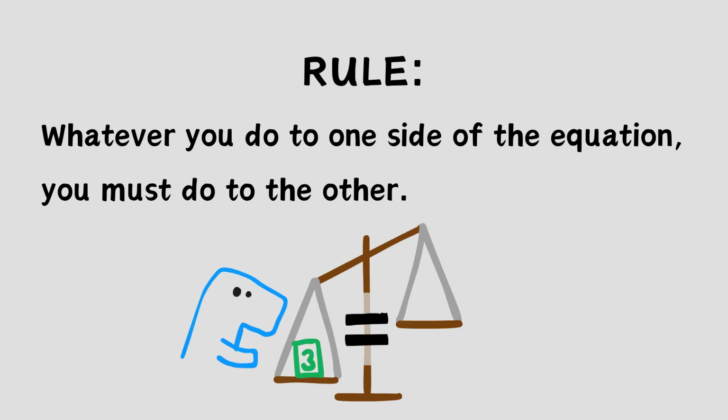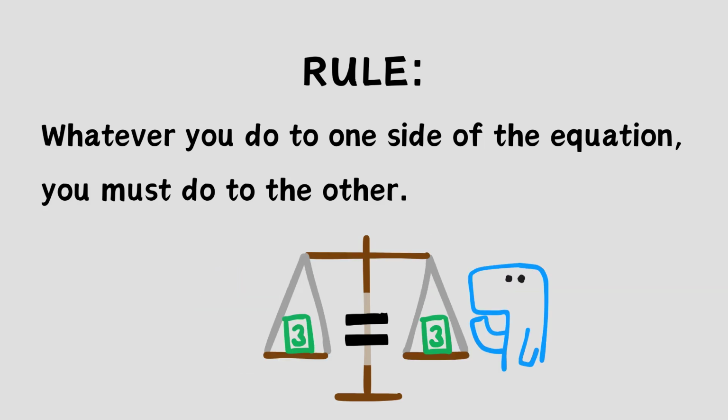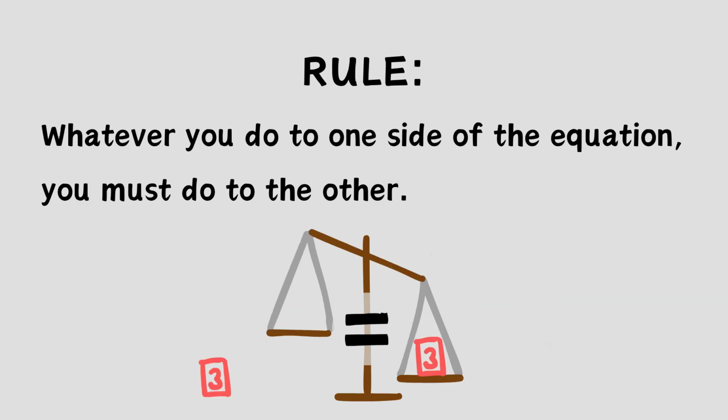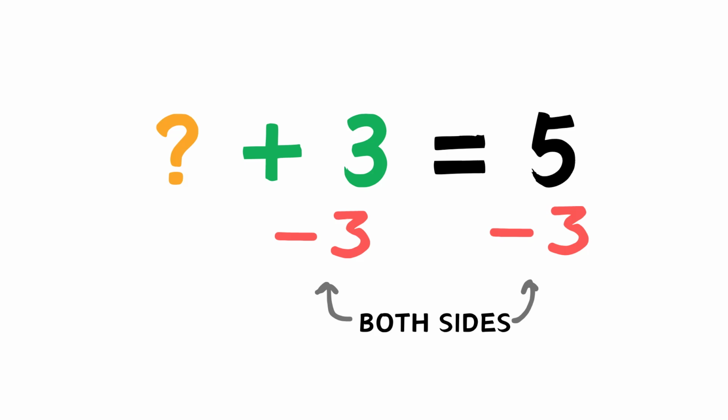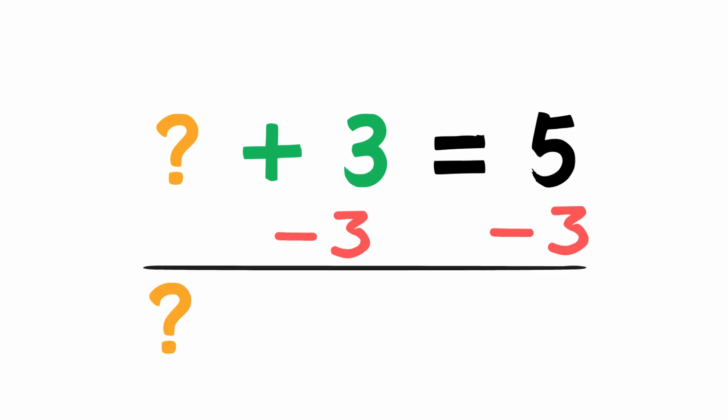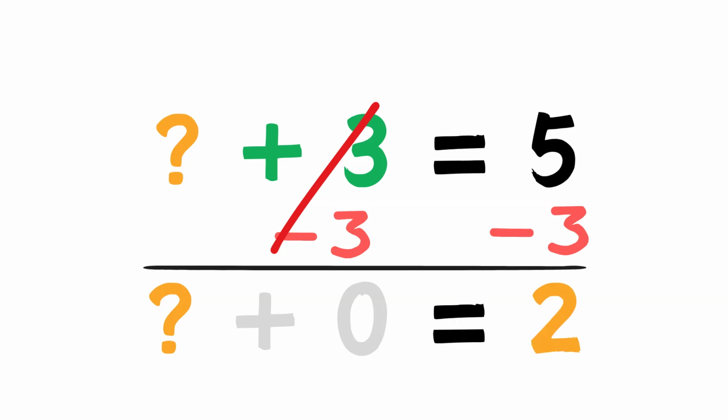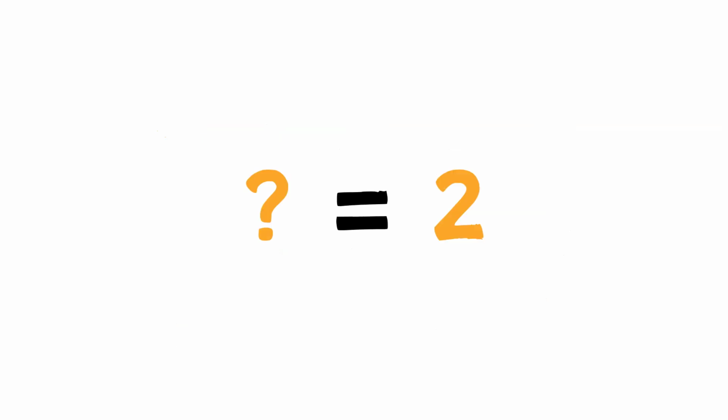If you add some weight to one side, you have to add the same amount to the other side to keep it level. And if you take away some weight, you have to take away the same amount from the other side. So for our equation, let's make sure that we subtract 3 from both sides. 3 minus 3 is 0, so we can cross that out. Now we know that question mark equals 5 minus 3, and 5 minus 3 is 2. When we subtract 3 from both sides of the equation, we're left with question mark equals 2, and that's our answer. The value of the question mark is 2.